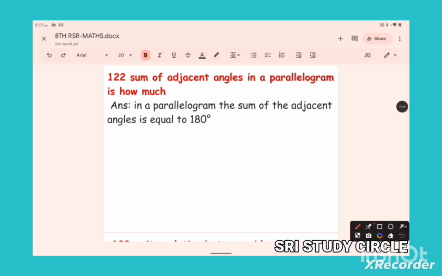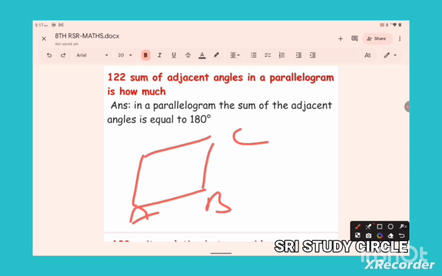Now next question. Sum of adjacent angles in a parallelogram is how much? Here ABCD is a parallelogram. That means the lengths of opposite sides are equal, opposite sides are parallel. At the same time, opposite angles are also equal.